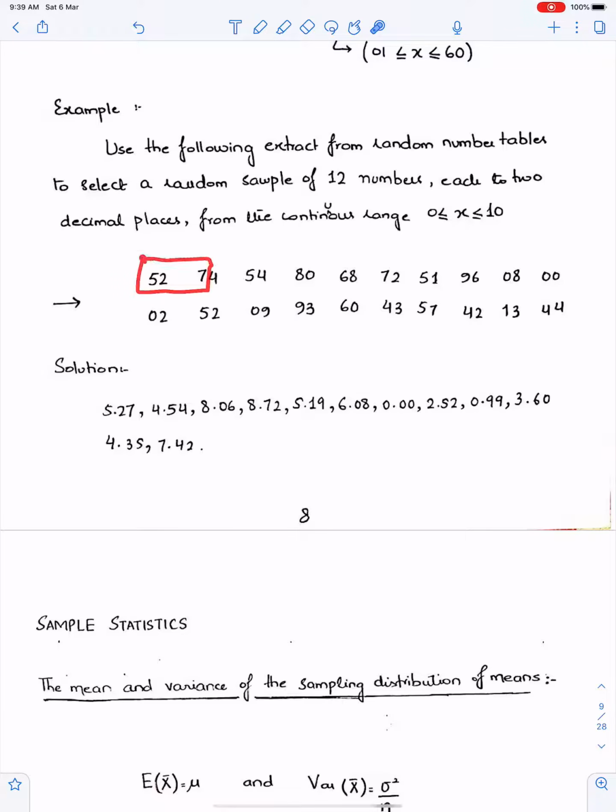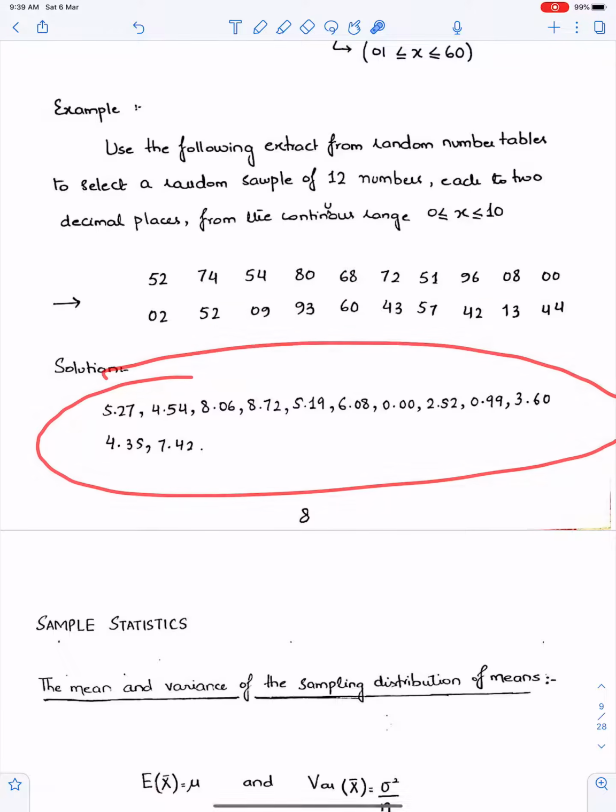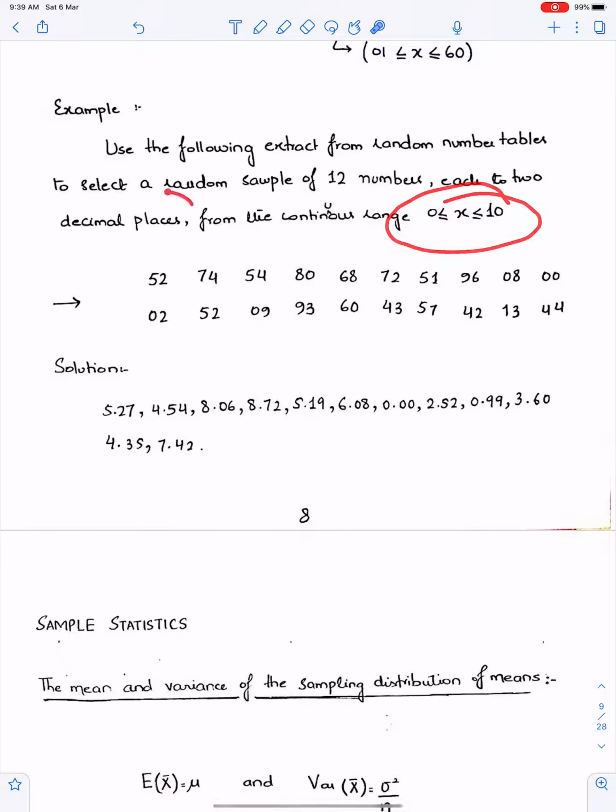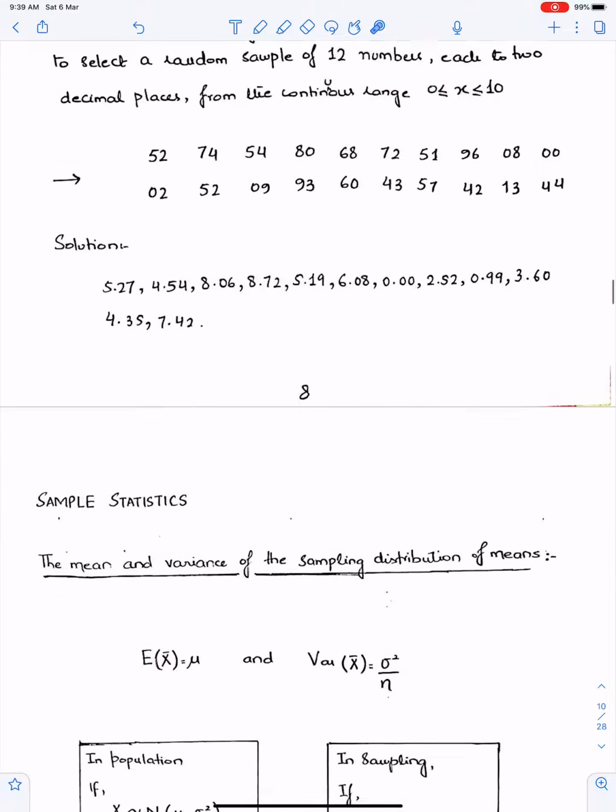Select these 3 numbers and read them as 5.27. Then select these 2 numbers and read them as 4.54. Then this will be 8.06, 8.72, 5.19, 6.08, 0.00, then 2.52, then 0.99 and so on. This is the way to select the sample of size 12 in this range and up to 2 decimal places.